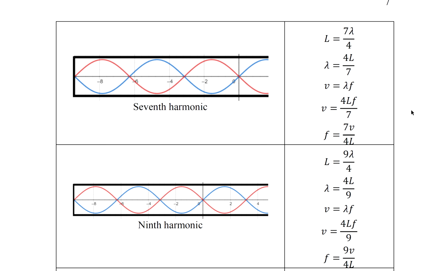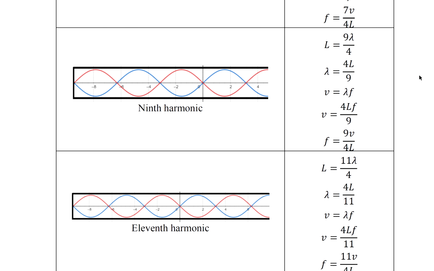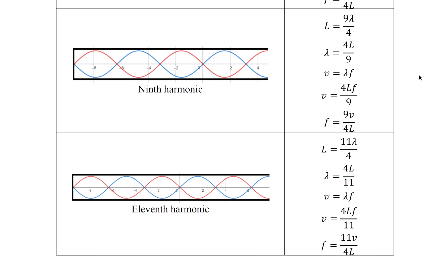For the seventh harmonic, how many wavelengths do we have? We have 1.75 wavelengths. Once again, solve for lambda is step 2. Introduce the equation V equals lambda F is step 3. Substitute for lambda is step 4. Finally, solve for the frequency. This is the frequency of the seventh harmonic. You could see what was done with the ninth harmonic and the 11th harmonic.